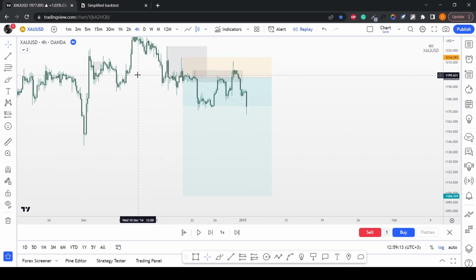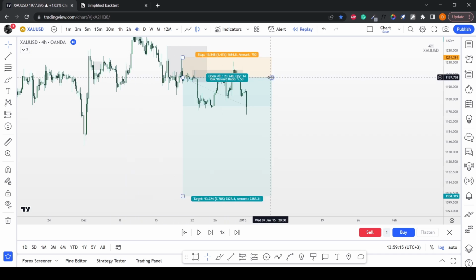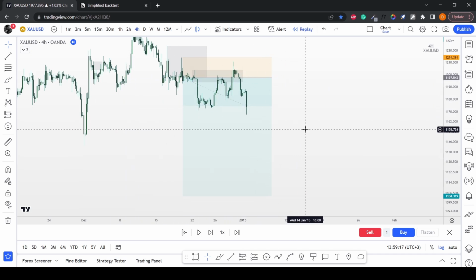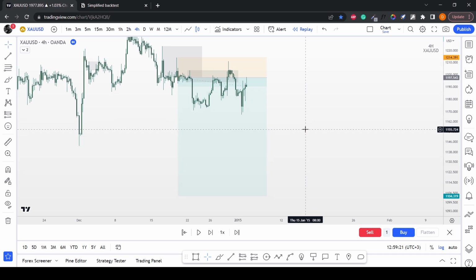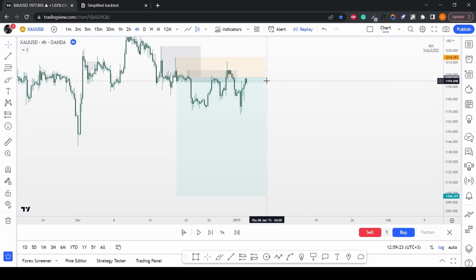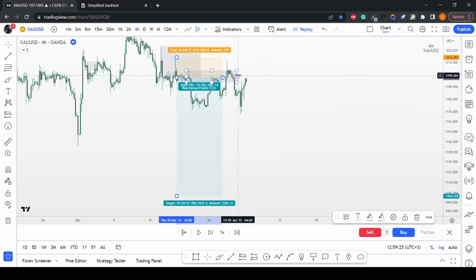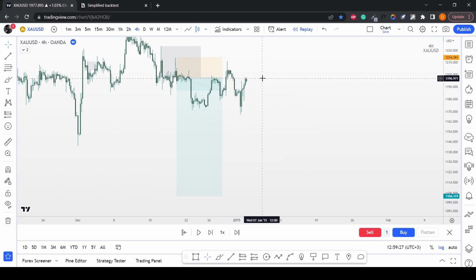Oh, move to break even. Okay, and then if we break, I will trail. Yeah, it definitely should be a break even. It's a break even trade, and I'm happy with that because it's just shitty price action.